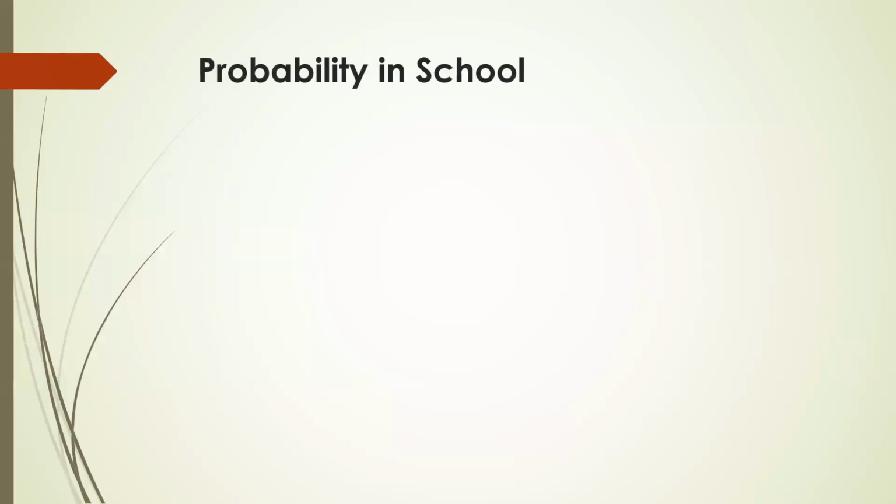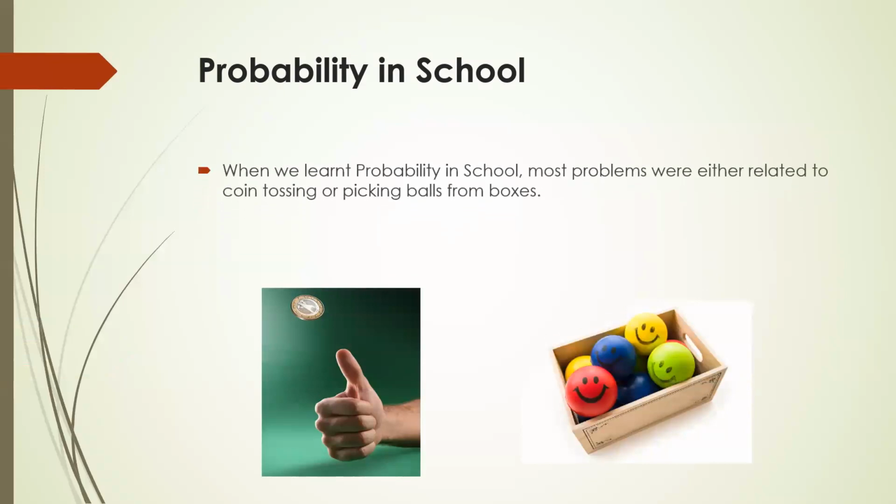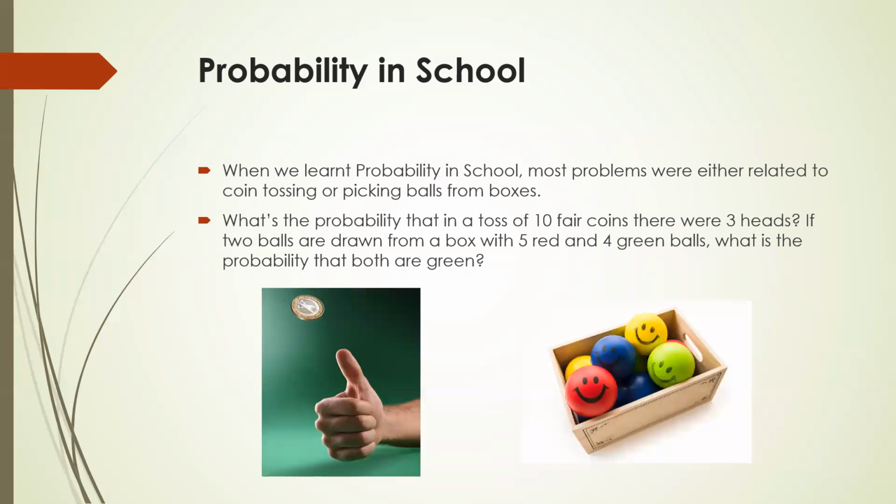Probability in school. When we learned probability in school, most problems were either related to coin tossing or picking balls from boxes. I have provided two examples of such questions. What is the probability that in the toss of 10 fair coins, there were 3 heads? If 2 balls are drawn from a box with 5 red and 4 green balls, what is the probability that both are green?